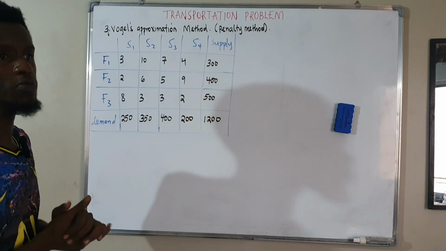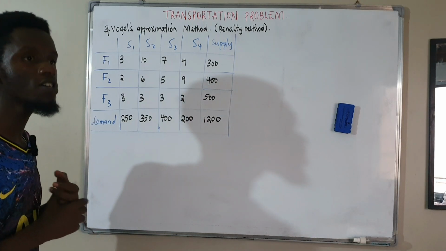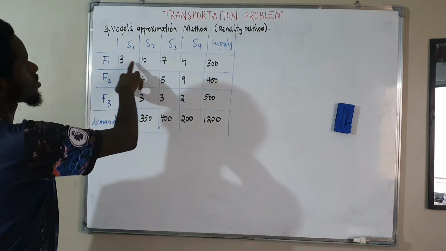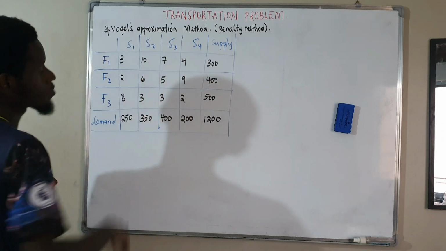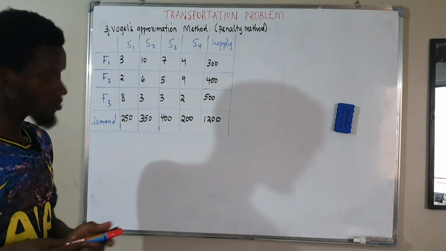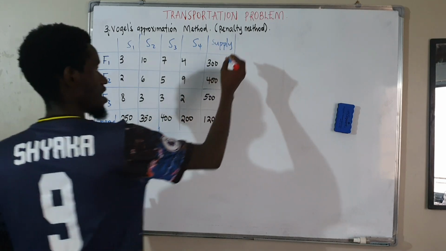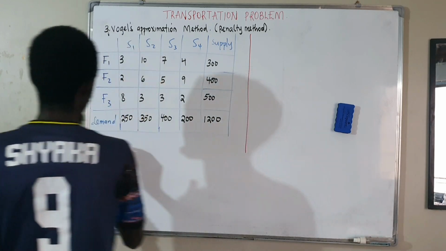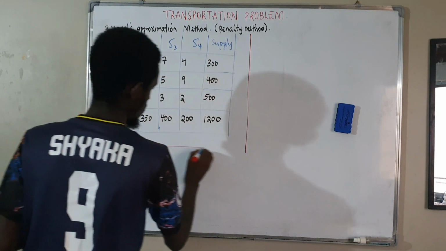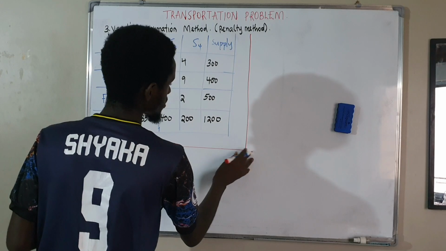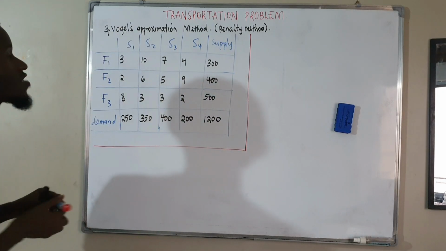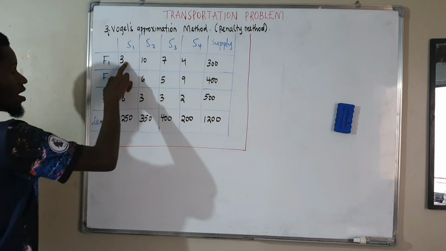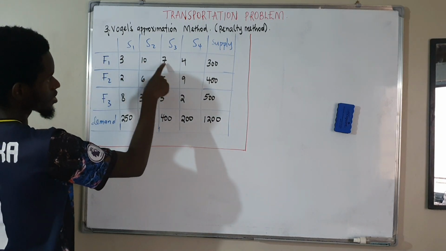Now, for this method of Vogel approximation approach, we shall need to first find the difference between the two smallest values, the two smallest costs in our row and our column respectively. I'm saying that I have to create a row here for a difference, and a column here for the difference between my two smallest values in a given row and a given column. Like here, you're saying that here I have 3, 10, 7, and 4.